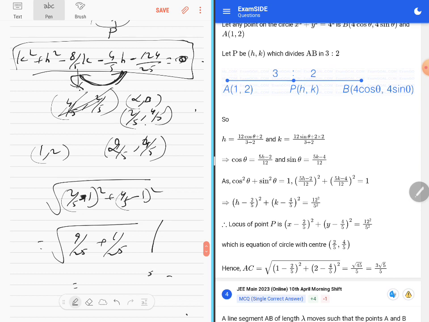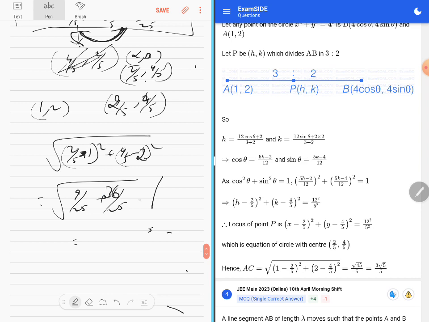This is 4 by 5 minus 2. 2 by 5 minus 1, 4 by 5 minus 2. So it's 5 2s are 10. 10 minus 4 is 6, 36. So root of 45 by 25. So it's root 45 by 5. Root 45 by 5 is nothing but 9 5s are 45. So 3 root 5 by 5.